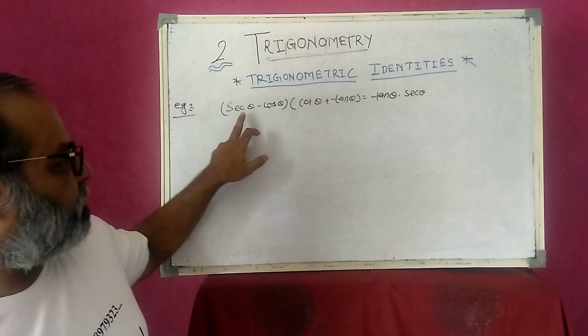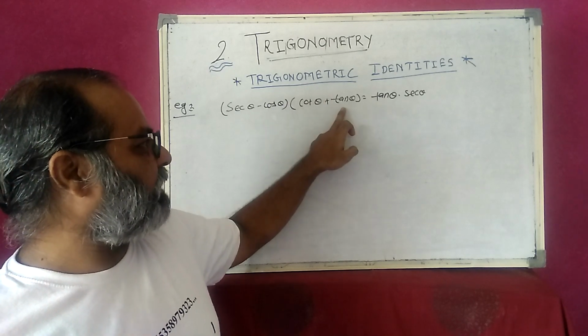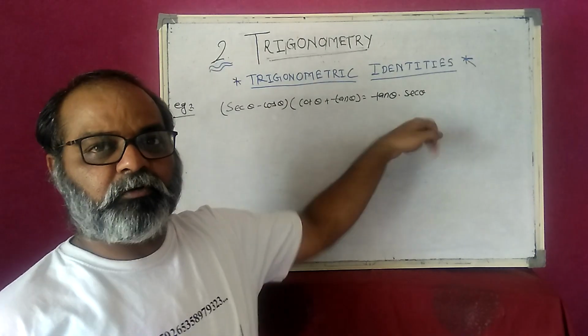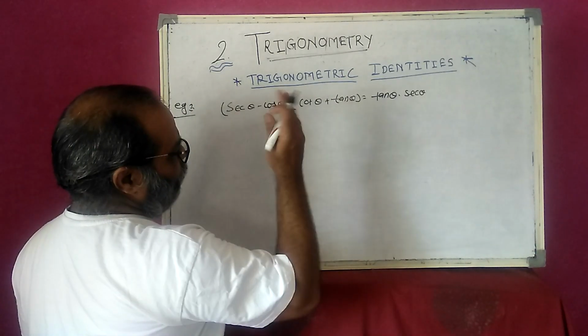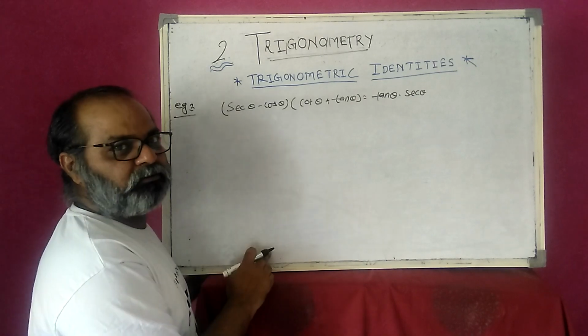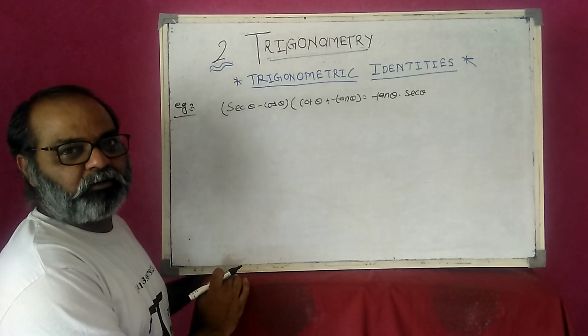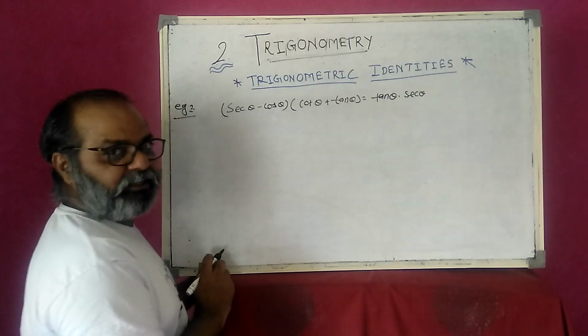So the next problem is (sec theta minus cos theta) into (cot theta plus tan theta) is equal to tan theta into sec theta. Okay. Now, I want to find tan theta and sec theta, which means my ratio somewhere is sin by cos, and sec theta is 1 by cos. So I just start with this process.